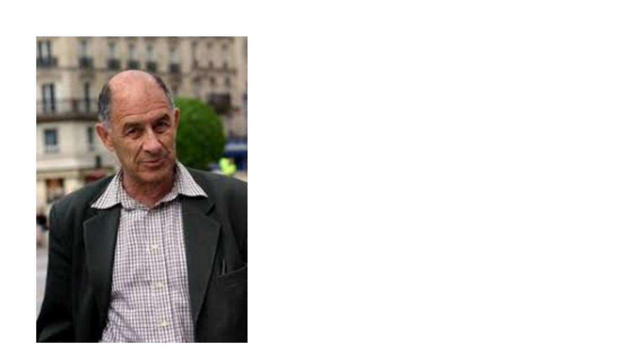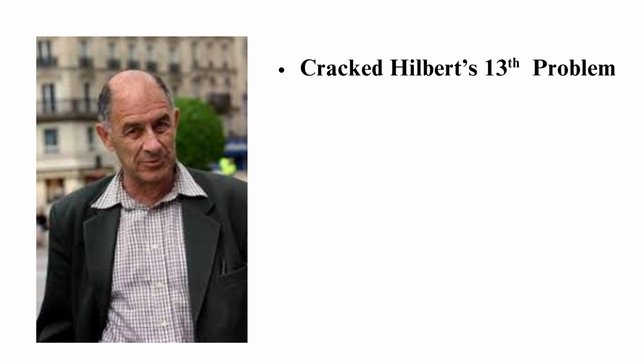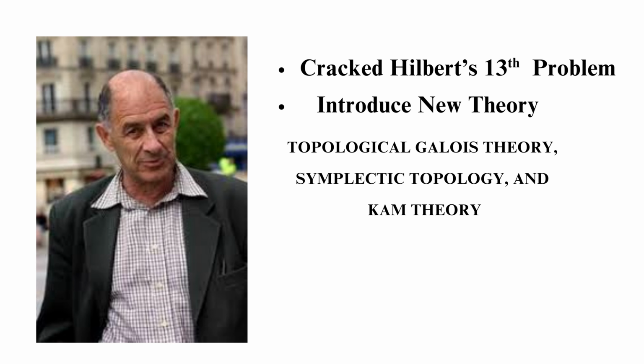At the age of just 19, he cracked Hilbert's 13th problem, something many thought was impossible. Later, he went on to create entirely new areas of mathematics: topological Galois theory, symplectic topology, and KAM theory. Yet despite being a genius, Arnold had a gift for teaching and making math exciting. This puzzle actually appeared in one of his handbooks for children, ages 5 to 15.